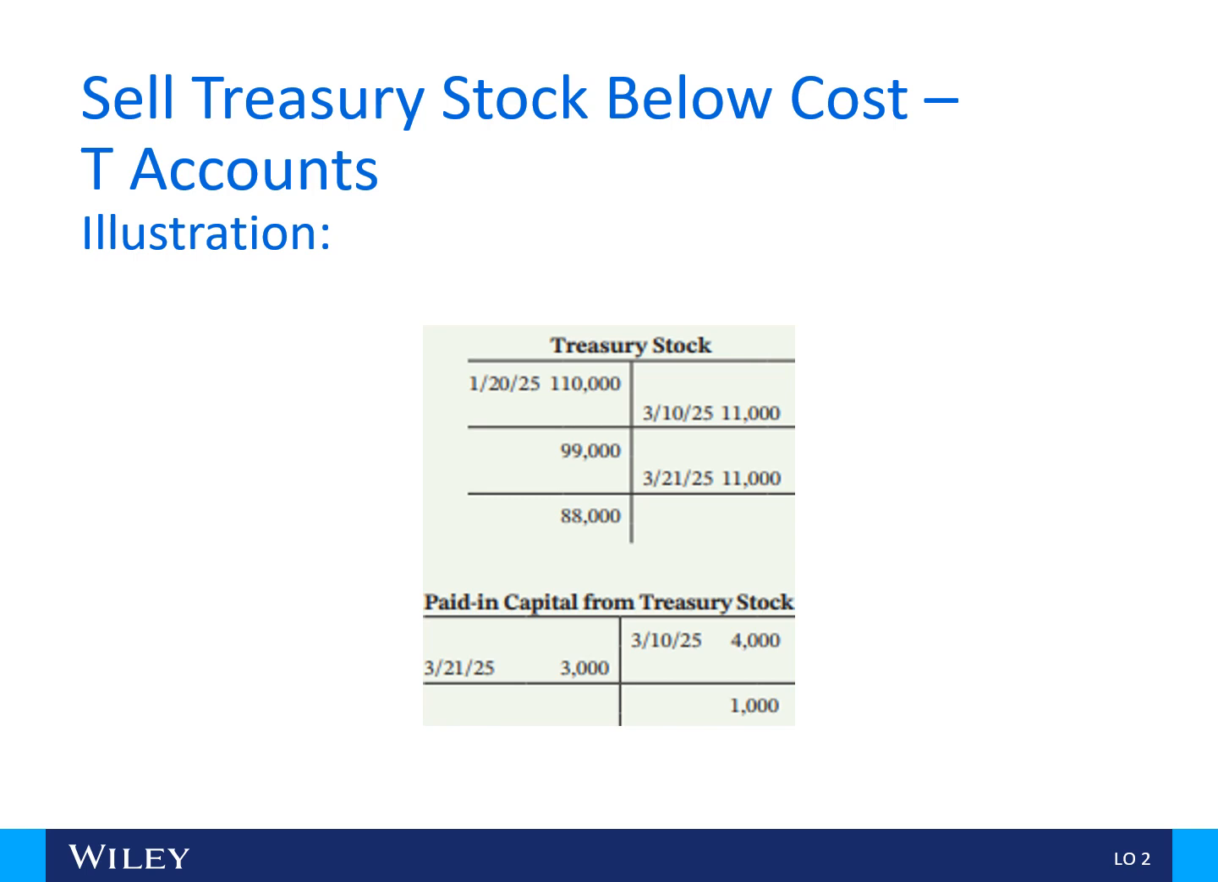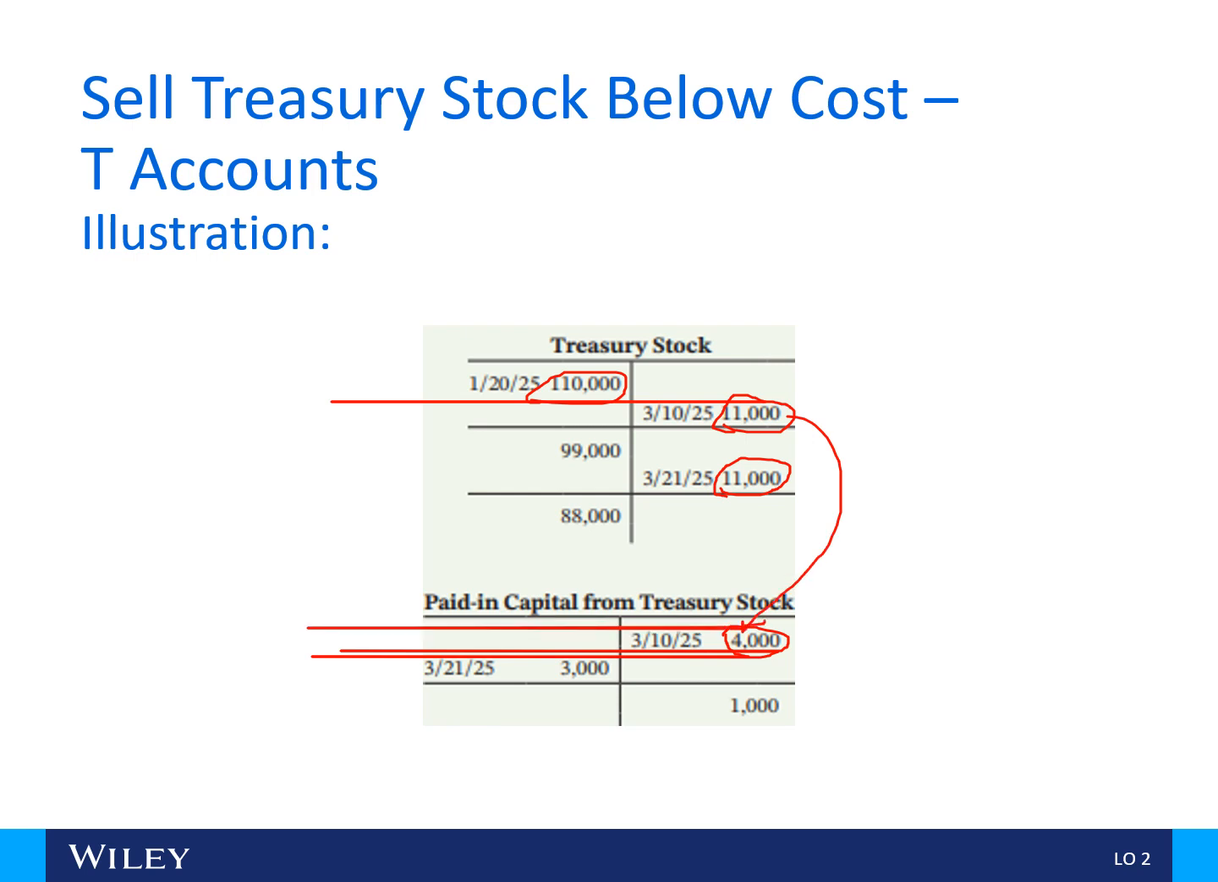So purchase of treasury stock, sale of treasury stock at cost, sale of additional treasury stock at cost. Here was the $4,000 that we made on this first sale, and here's the $3,000 that we lost on this second sale. So the net amount remaining in paid in capital from treasury stock is going to be $1,000.